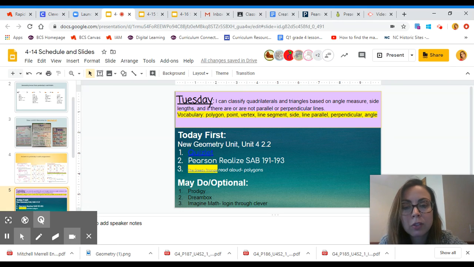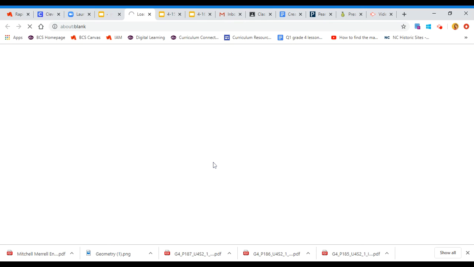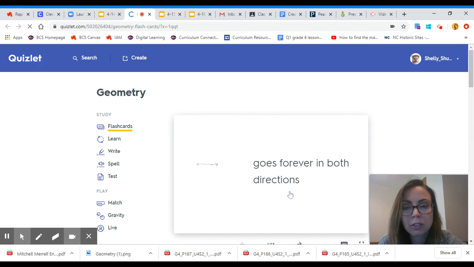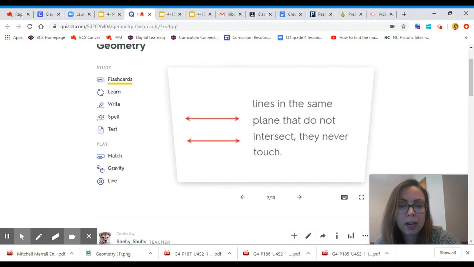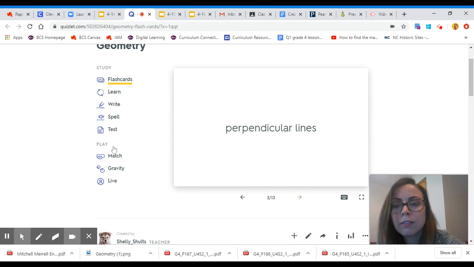Make sure that you went over those Quizlet words. Those were very important for today to be able to look at what those mean and practice that. So when you go here, you're going to get to see a line goes forever in both directions, and being able to practice those and see if you know what those are. Parallel lines in the same plane that do not intersect. And you can also, don't forget, you can test yourself over here. You can learn, write, spell, and test. So once you've went over them, see if you can apply them. That's a good practice tool. It's something that you want to be using to help you.